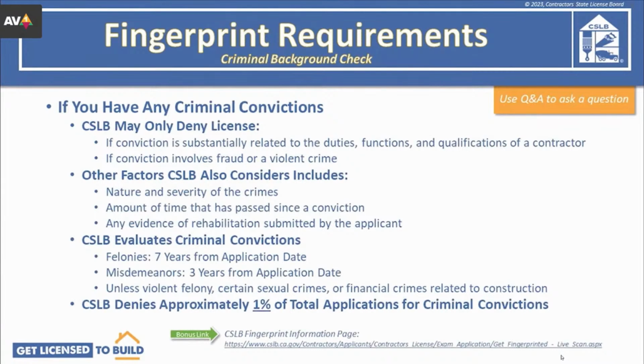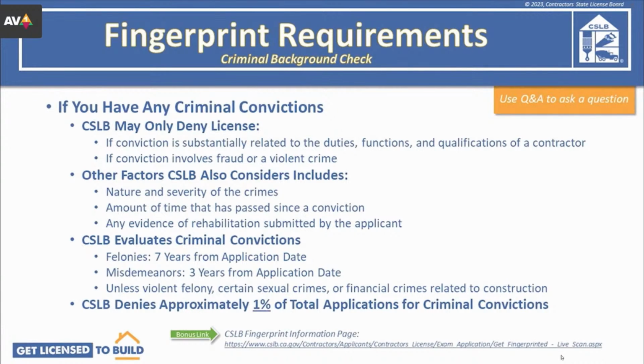So what happens if you have any criminal convictions? CSLB may deny your license for the following reasons. First, if your conviction is substantially related to the duties, functions, and qualifications of a contractor. Also, if your conviction involves fraud or a violent crime. There are other factors CSLB also considers, which are the nature and severity of the crimes, the amount of time that has passed since a conviction, and any evidence of rehabilitation that you submit to CSLB.